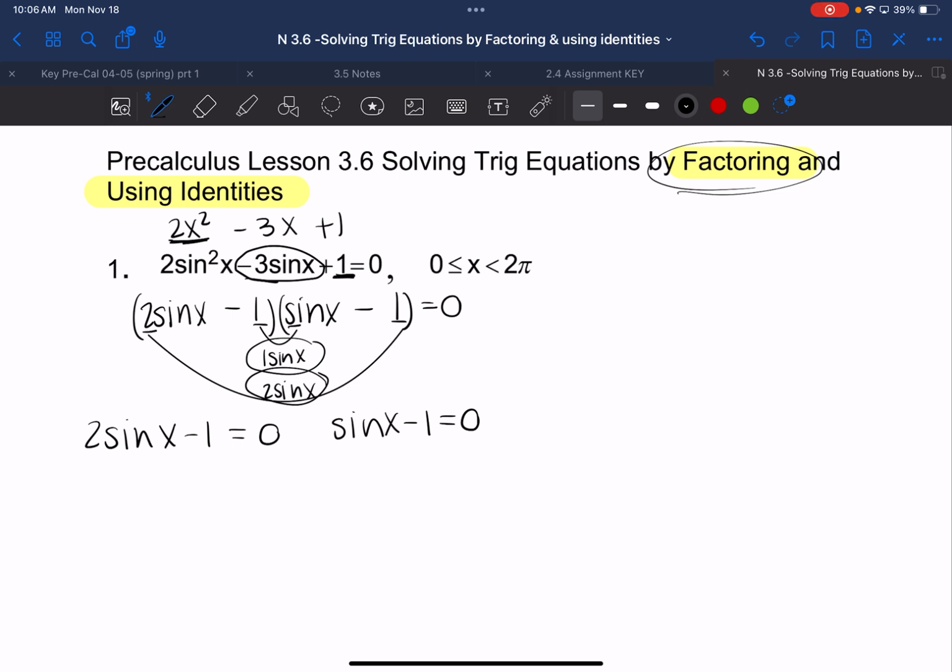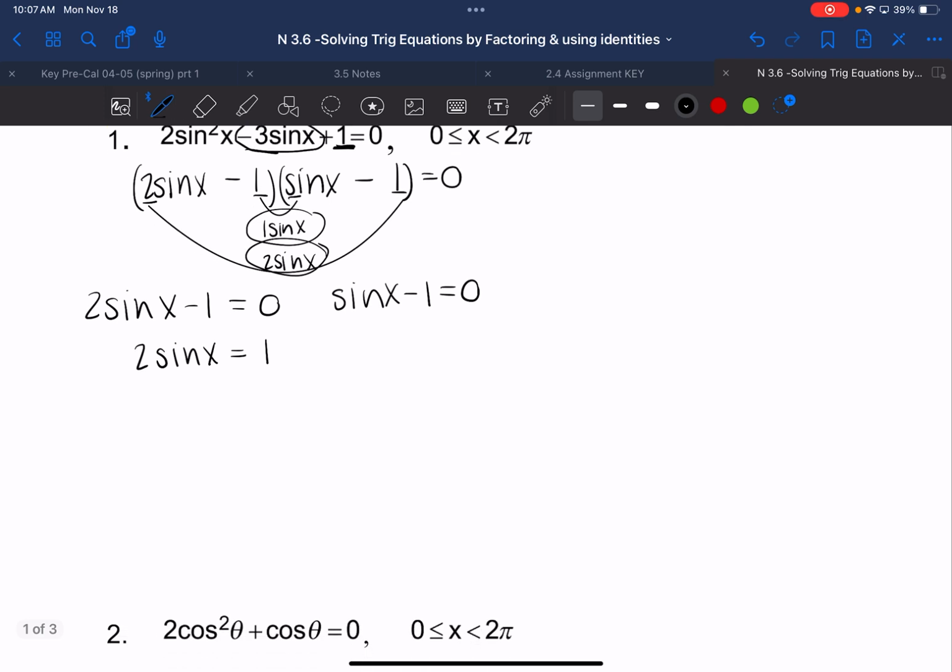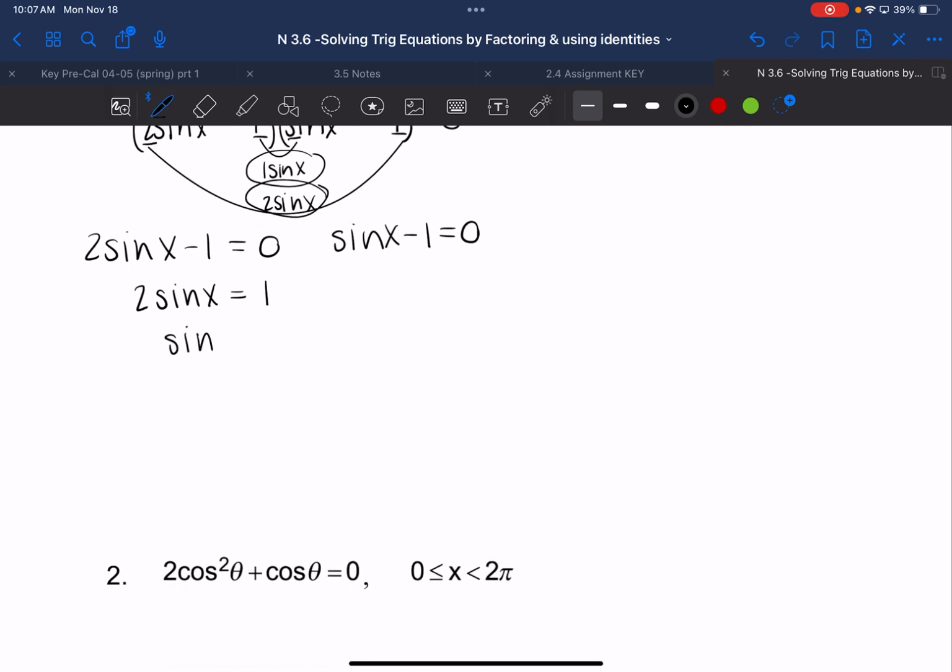So I'm trying to get sine by itself here, just like I would any value of x. What would I move first to get the x by itself here? Add the 1. Okay, so I add the 1, and then I've got 2 sine of x equals 1, right? Then what should we do? Divide by 2. So then I'd have sine of x equals 1/2, right? Okay. And this is where it comes into play, where we're looking for our values, like pi thirds, things like that.